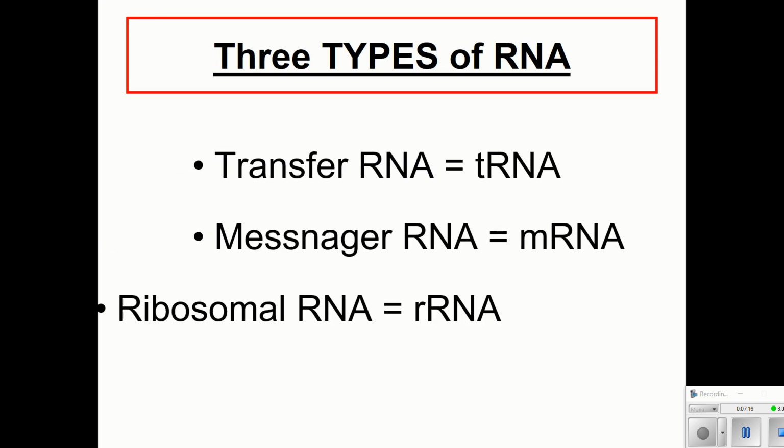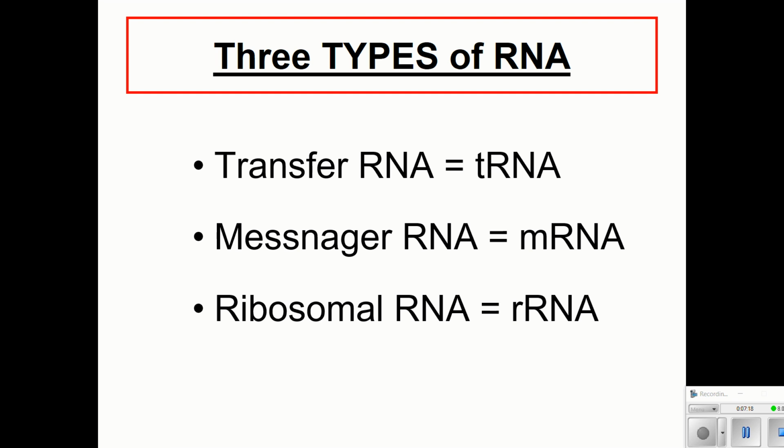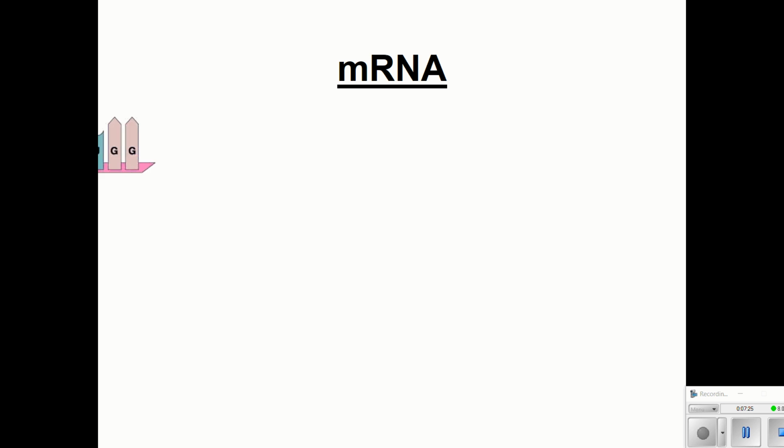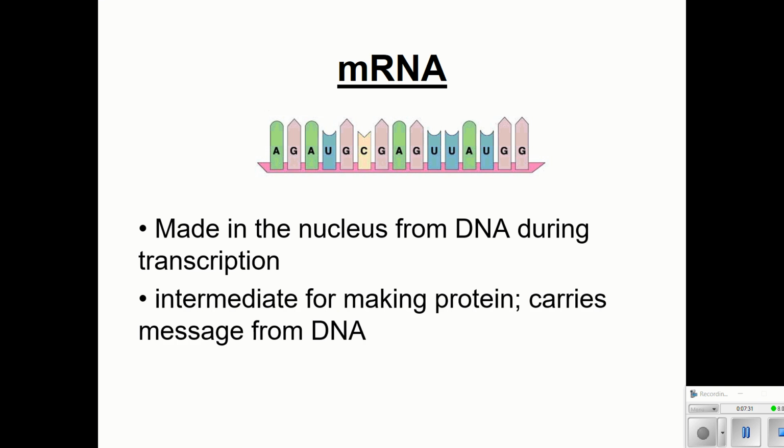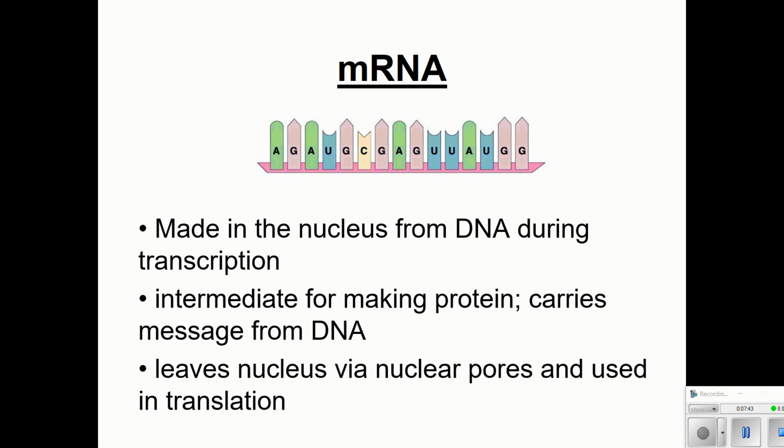There are 3 types of RNA though, so we'll go over each one. There's M, T, and R RNA. mRNA is made in the nucleus during transcription. These were your black cubes. This is the intermediate for making proteins as it carries the DNA message. This is what I was talking to you about earlier. As it leaves the nucleus, it's used in translation by ribosomes.